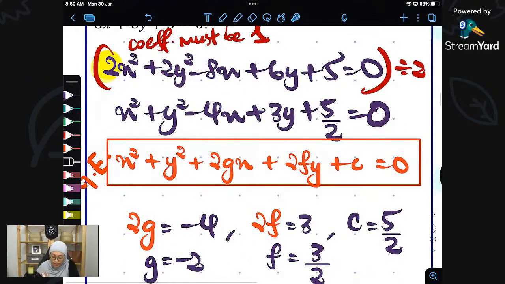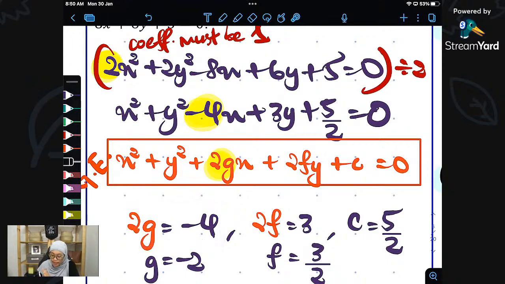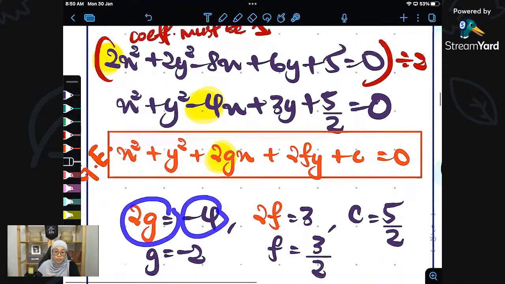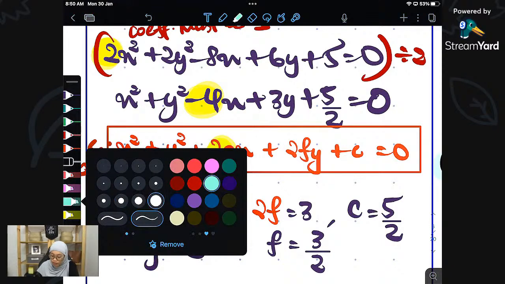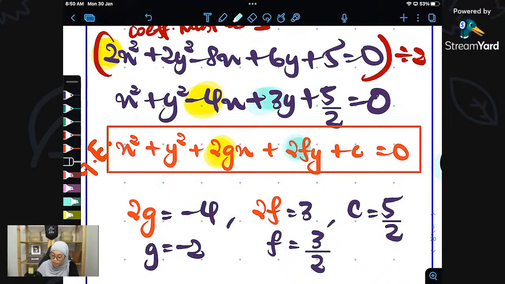And so after that, you can compare your 2G with negative 2F. So this is what you see here. Negative 4, I compare it with 2G so that I will get my G. My G is negative 2. How about F? So F here, I compare it with 2F here with positive 3. I'll get 2F is equals to 3, which is F is equals to 3 over 2. So we're done here, finding the F. And then C, compare saja, we will get C equals to 5 over 2.